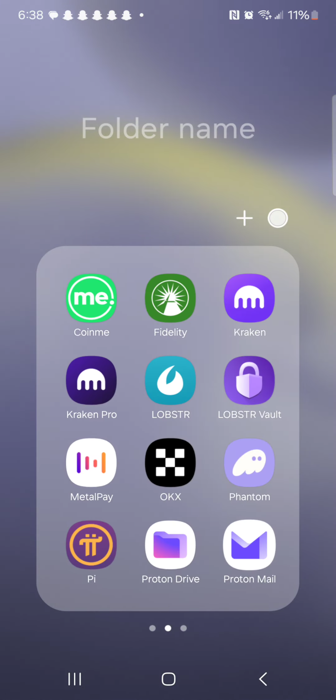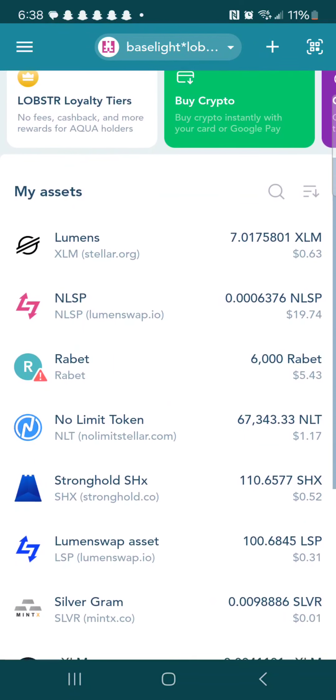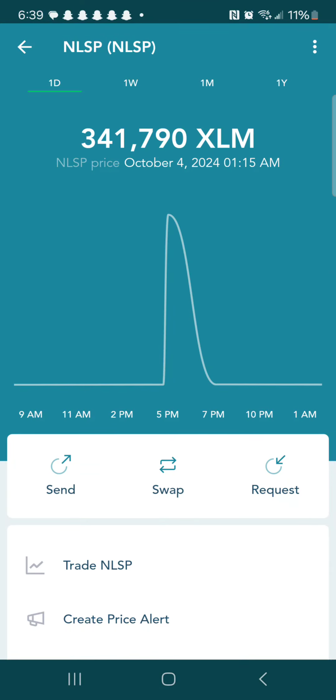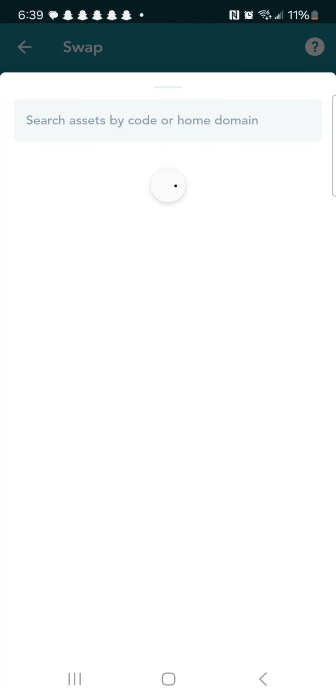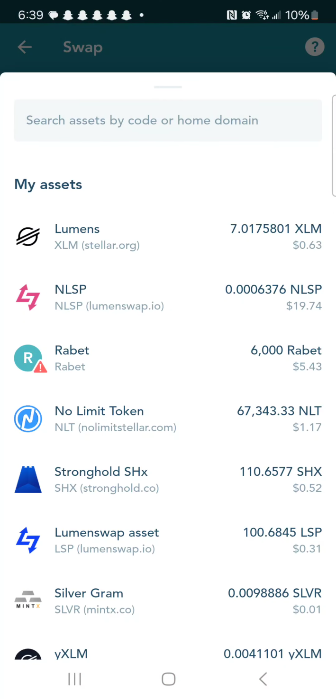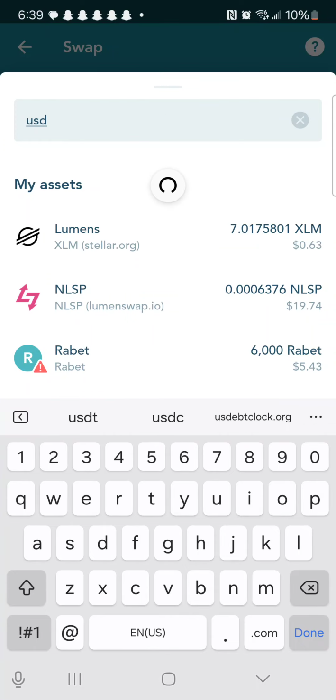So I'm getting ready to go through Lobster Wallet. Put my fingerprint on. Hit the always swap until, so like if you bought something in NLS, hit swap, go to XLM. You can either go to XLM if you're on Lobster Wallet. It's known for USDC because it's MoneyGram's wallet. You swap into XLM or go and type in USDC.